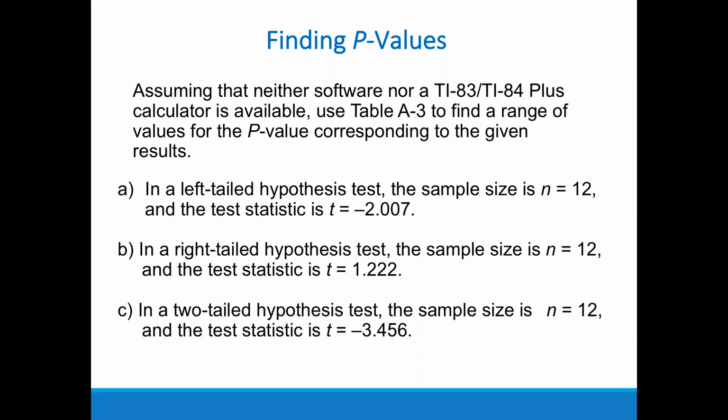So in a left-tailed hypothesis test, the sample size is n equals 12, which means our degrees of freedom would be 11. That's correct. And now we want to figure out where that test statistic of negative 2.007 lies. Keep in mind the distribution is symmetric, which means you can look at the positive numbers and think about where that would lie as well. Remember, it's one-tailed. And in this case, I would say that the p-value lies between 0.025 and 0.05.